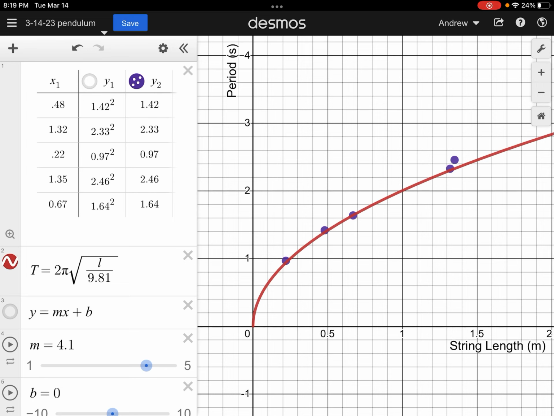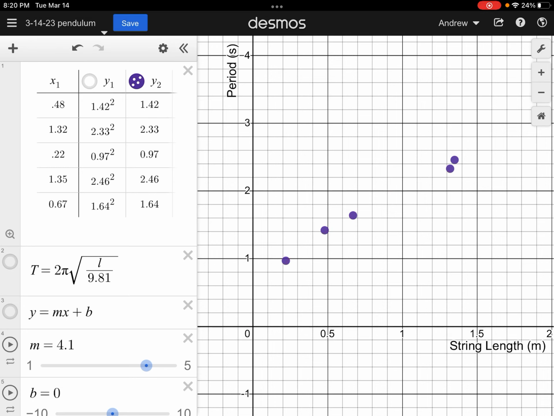Now, the question is, what can we do with that? Well, first of all, the square root function has many slopes, right? The slope is continuously changing. Because this is an algebra-based course, we want to find a way to graph period versus string length such that we get a linear equation. And one way you can do that is by graphing T squared.